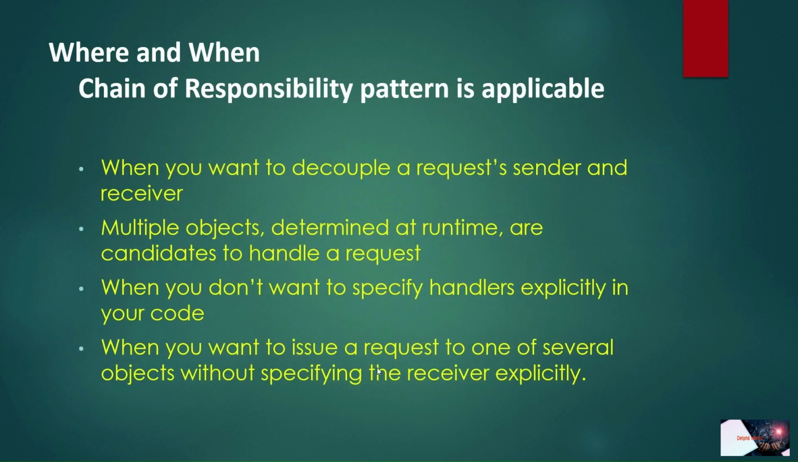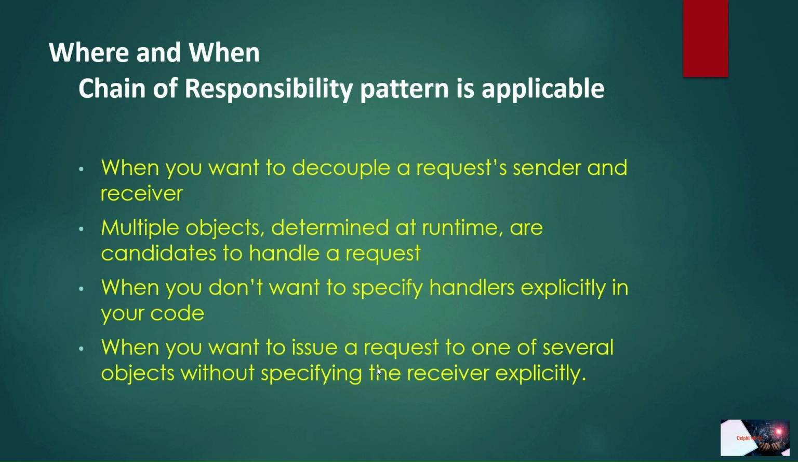So we'll see this in one of the examples. Where and when is the chain of responsibility applicable? When you want to decouple a request sender and receiver. So the first thing is when you want to decouple the request and receiver part. We know that in the chain of responsibility, when we send the request, any of the receivers can receive the request and work on it, right? So multiple objects, determined at runtime, are candidates to handle the request. So multiple objects are there, and they can try to handle the request, right?